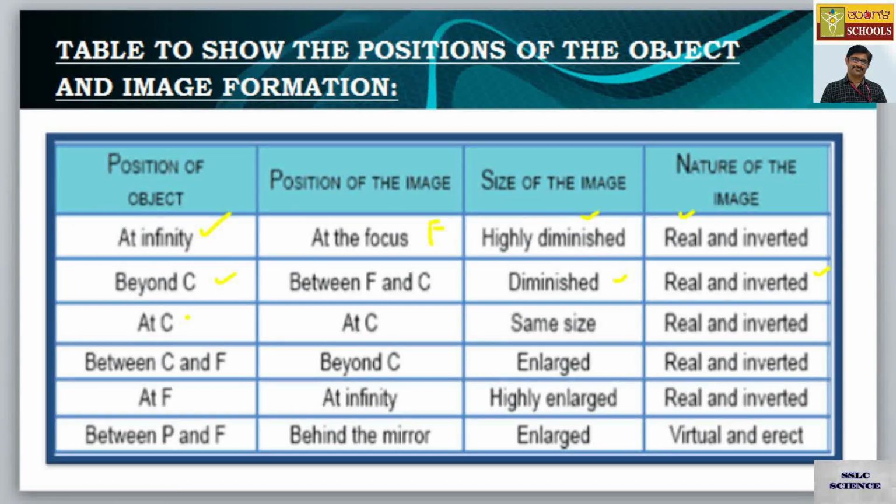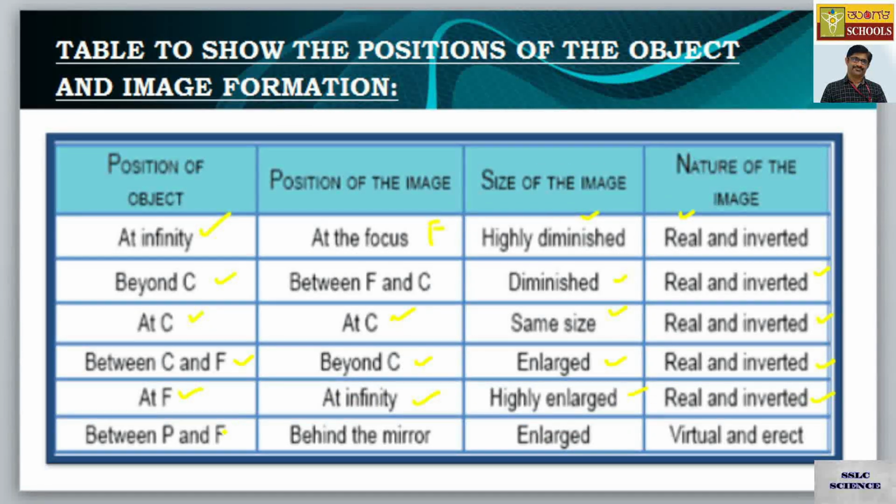When you place the object at C, the image is also at C. The size is the same, real and inverted once again. When you place the object between C and F, the image moves beyond C, which is enlarged, real and inverted yet again. When you place the object exactly at F, the image should shift to infinity. Again, it is exactly opposite. See, when the object is at infinity, the image is at the focus. When the object is at focus, the image is at infinity, highly enlarged, real and inverted once again.